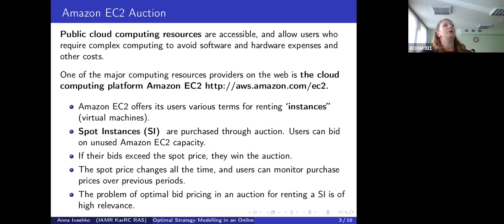And we will consider spot instances. Spot instances are purchased through auction. Users can bid on unused Amazon capacity, and if their bids exceed the spot price, then they win the auction. And the spot price changes all the time, and users can monitor prices over previous periods. And the problem of optimal bid pricing in such an auction for renting resources is an important problem.